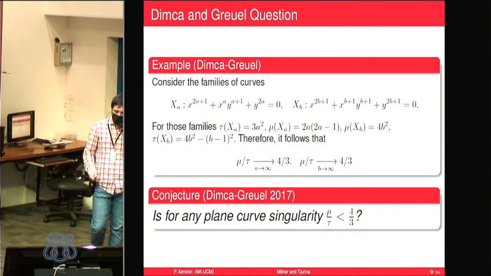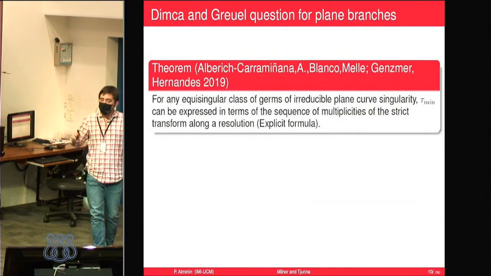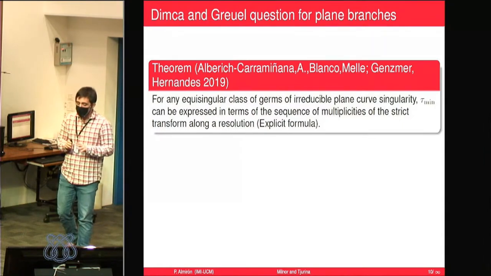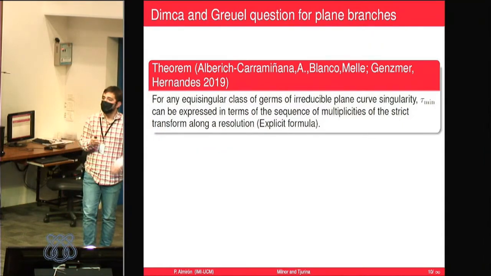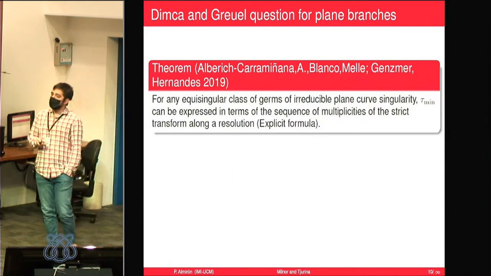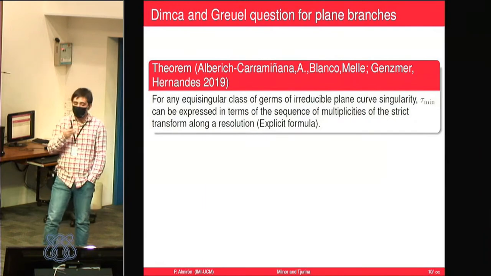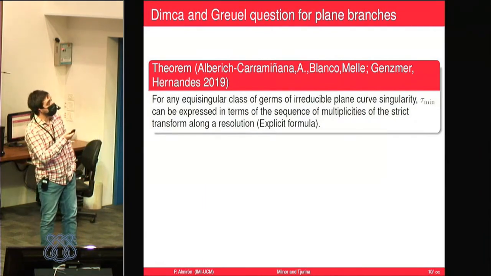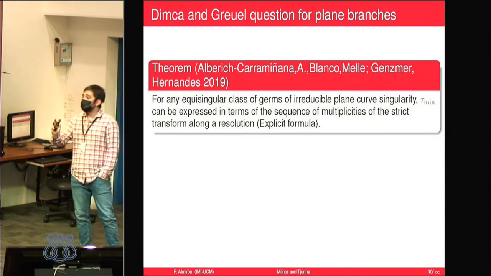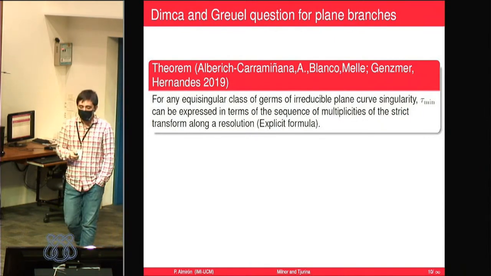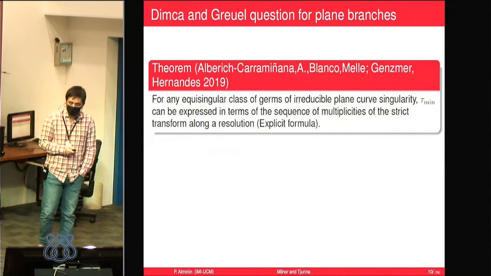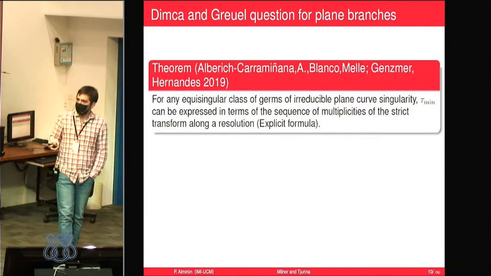And our first result was to take an irreducible plane curve singularity. And then we found that if you consider a family of plane curve singularities with the same topological type, then you can compute the minimal Tjurina number in this family in terms of the resolution invariants. So for example, the sequence of multiplicities of the strict transform along a resolution. The formula is explicit, but since I'm not going to use it yet, I don't want to put the formula. It's too complicated.